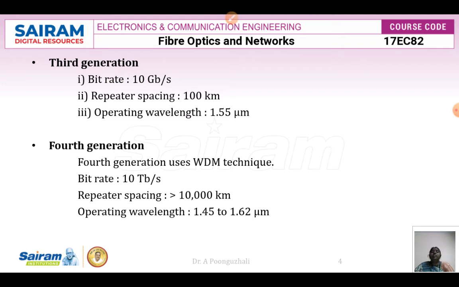The fourth generation uses the wavelength division multiplexing technique. Different wavelengths, that is different rays, are taken and combined using wavelength division multiplexing, and propagated through the core. When I use wavelength division multiplexing, my data rate is increased to 10 terabits per second. In this case your repeater spacing is greater than 10,000 kilometers. The operating wavelength is 1.45 to 1.62 micrometers.